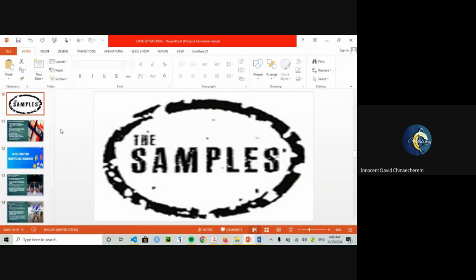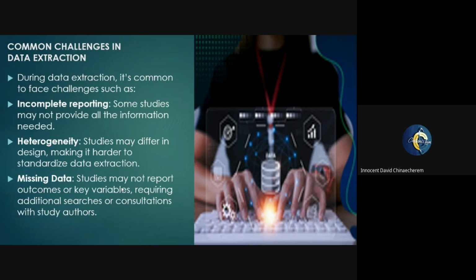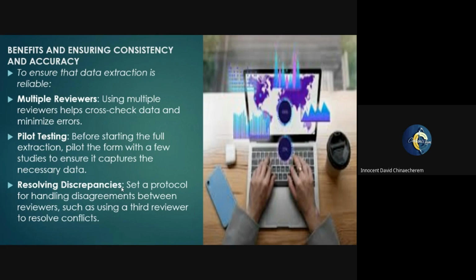And that is where we went on to talk about some of the best practices and some of the problems. We talked about the data extraction process, where we say that the process includes identifying the key data, where we can also use software like Covidence and Rayyan. We see that some of the common challenges in data extraction include incomplete reporting, heterogeneity, and missing data. And we talked about some of the benefits, where we need to use multiple reviewers, we need to use what we call pilot testing, and our multiple reviewers have to be well set up in order to be able to resolve discrepancies.